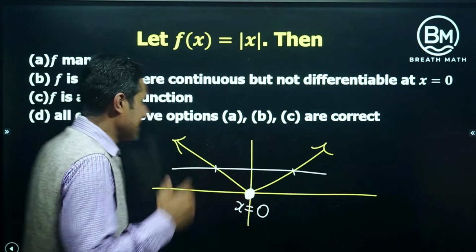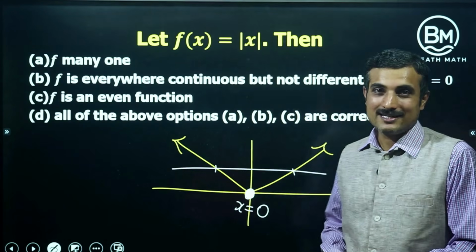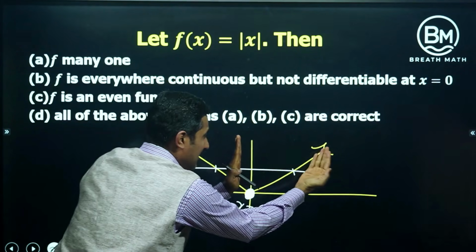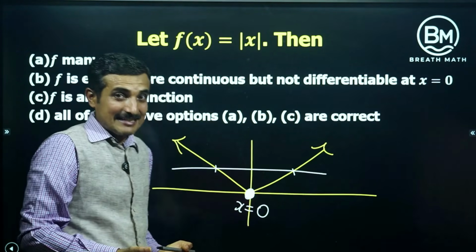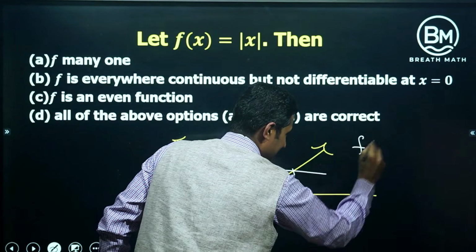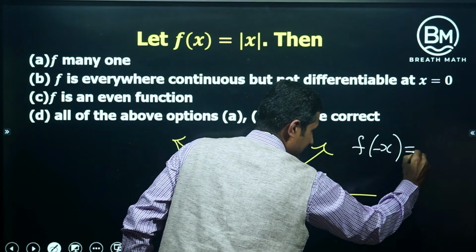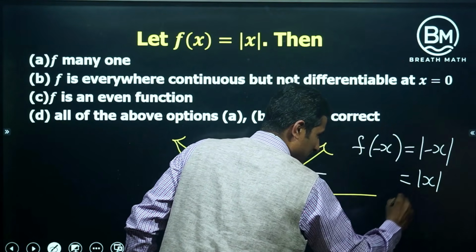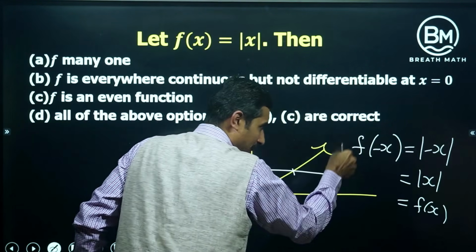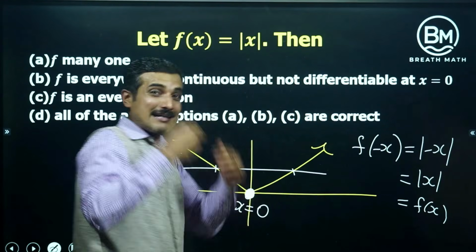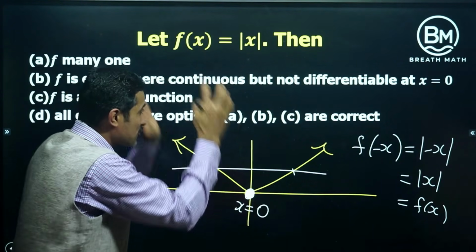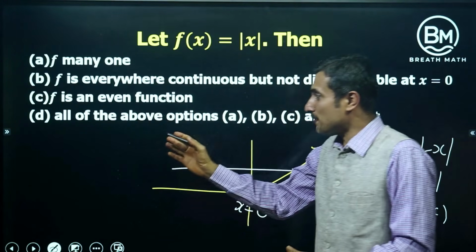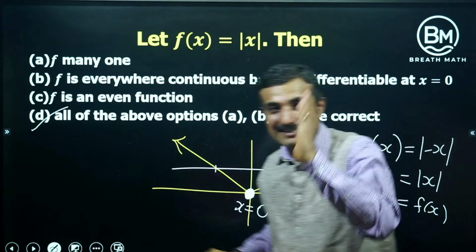What about option C? It's an even function. What do you mean by even function? If the graph, the curve, is symmetrical about the y-axis, you can say it is an even function. Meaning f of minus x, you get modulus of minus x, you get back the original function which is f of x. F of minus x equal to f of x clearly shows that this function is an even function. So all of the above 3 options are correct. Option D is the correct answer.